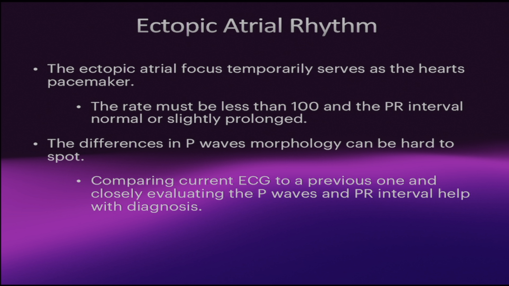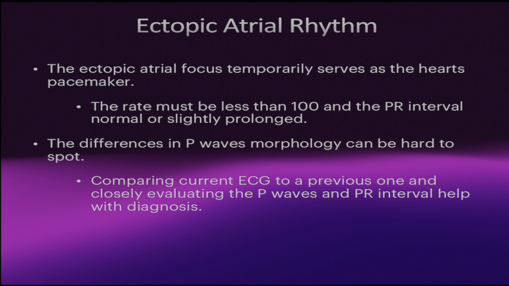The first rhythm we're going to look at is an ectopic atrial rhythm. In this rhythm, quite simply put, it's just an ectopic focus in the atria that takes over as the heart's pacemaker. For it to be an ectopic atrial rhythm, the heart rate should be less than 100, and the PR interval should be normal or slightly prolonged.